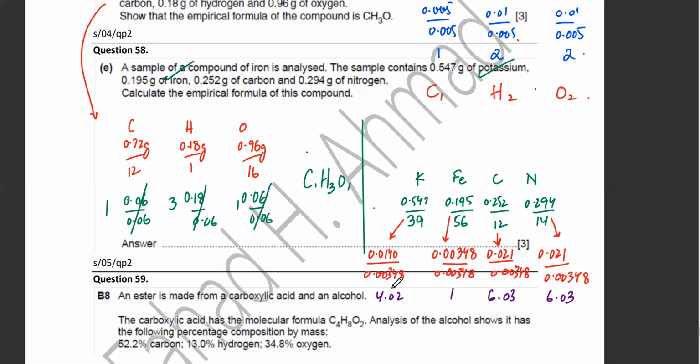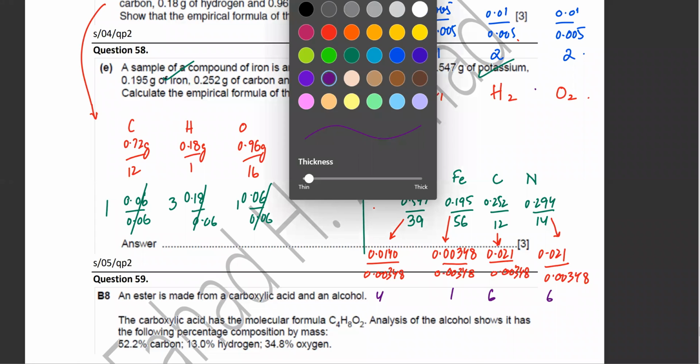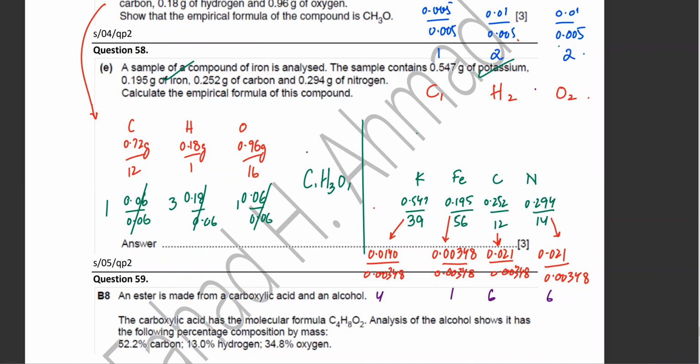So if your values are very close to 4 or 6, this is approximately 6. You can round it off, but only if the value is really close to a whole number. So that's the ratio: K is 4, Fe would be 1, carbon would be 6 and nitrogen would be 6 in the formula as well. I'm just going to copy this in the notes as well.